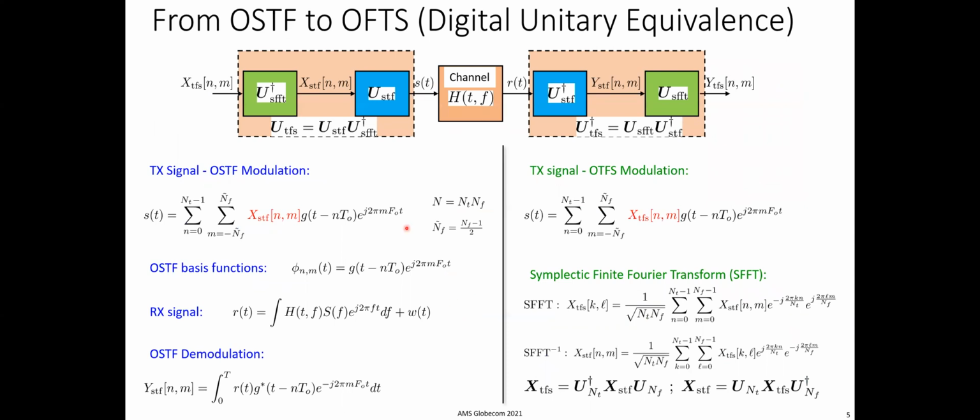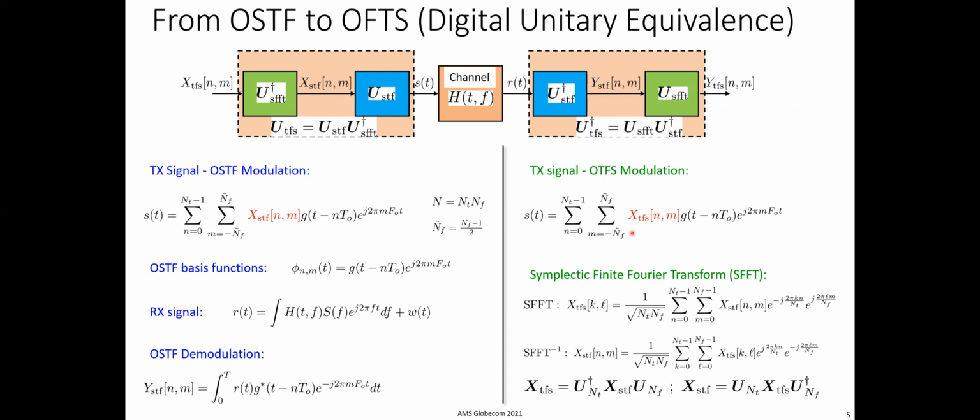So how is OSTF related to OTFS? Well, it's digitally unitarily equivalent. And so that's what's shown here. There's a channel, transmit signal s(t), receive signal r(t), and in STF you modulate onto the STF basis function, the time frequency shifted versions of that basic pulse. So you modulate the STF symbols onto these pulses at the transmitter, it goes through the channel with noise, and at the receiver you project onto those basis functions, since this matrix U_STF is a unitary matrix.